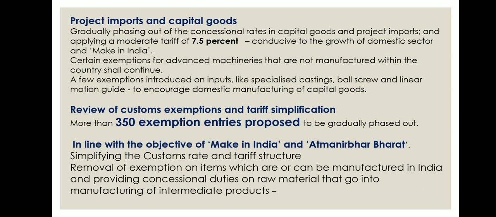Now, a review of the customs exemptions and tariff simplification has been carried out, and so more than 350 exemption entries are proposed to be gradually phased out, like exemption on certain agriculture produce, chemicals, fabrics, medical devices, drugs, and medicines for which sufficient domestic capacity already exists.